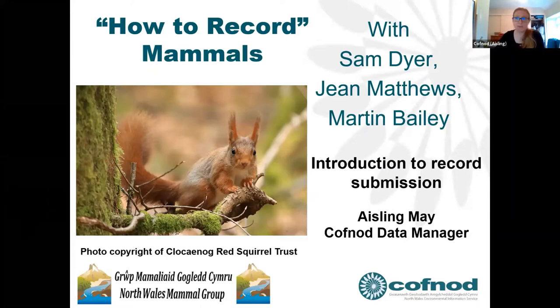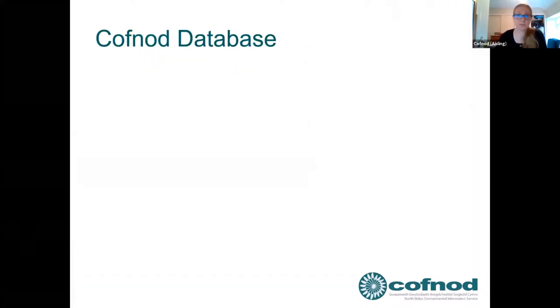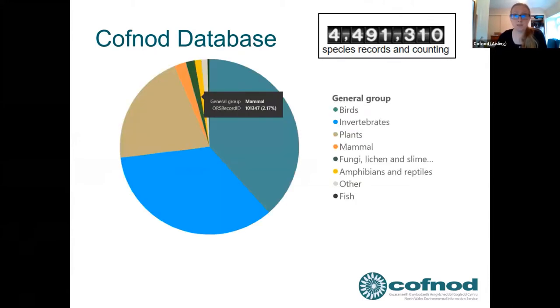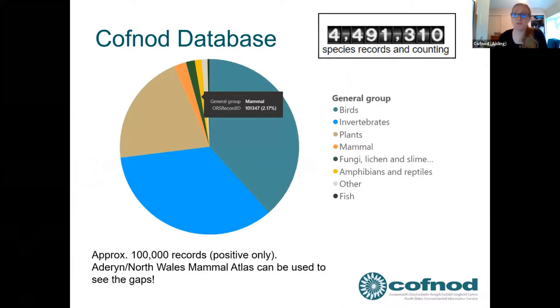I'll very quickly move through a little bit of information about record submission, because I know Sam, Jean and Martin will have lots to say later on. So I thought it'd be interesting just to have a quick look at what we have in the Cofnod database in terms of mammal records. Overall, we have nearly 4.5 million records of all different species groups. And in terms of mammal records, they make up about 2% of the total. So about 100,000 records, which is a considerable number of records.